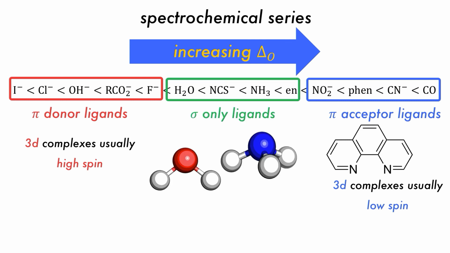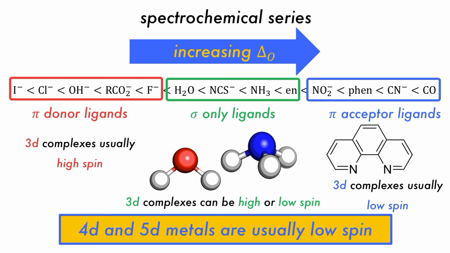Then in the middle are sigma-only ligands such as water and ammonia. These ligands can create 3D complexes with high or low spin depending on both the metal and the ligand. 4D and 5D metals are usually low spin because they make stronger metal-ligand sigma bonds and because the d orbitals are bigger, which means a smaller pairing energy as the electron repulsion is decreased.